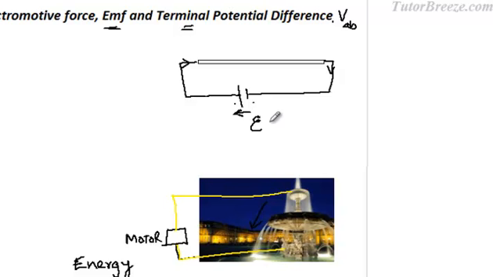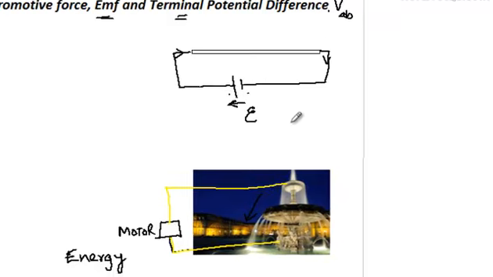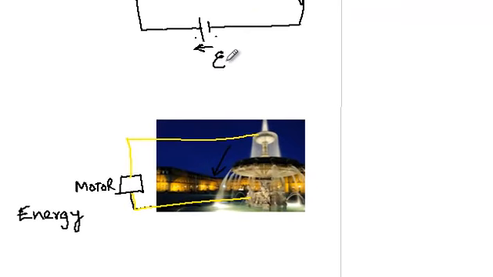During this process, the cell gets used up. The energy of the cell is getting used up. This gets expended. This is used up, just as the motor uses up energy over here. Similarly, the cell uses up energy over here.